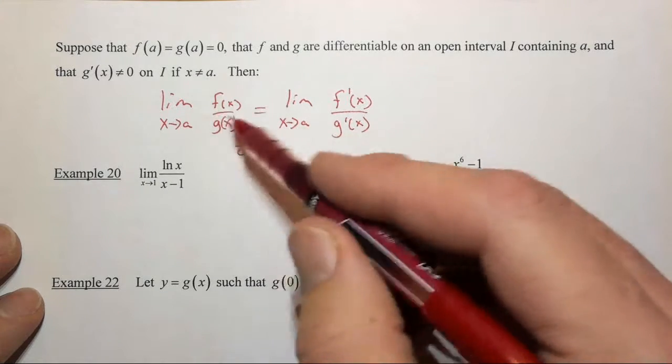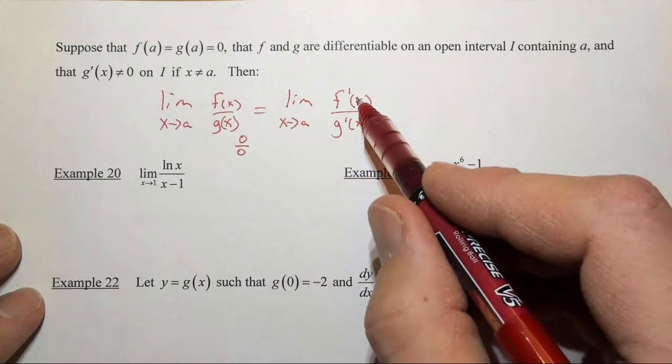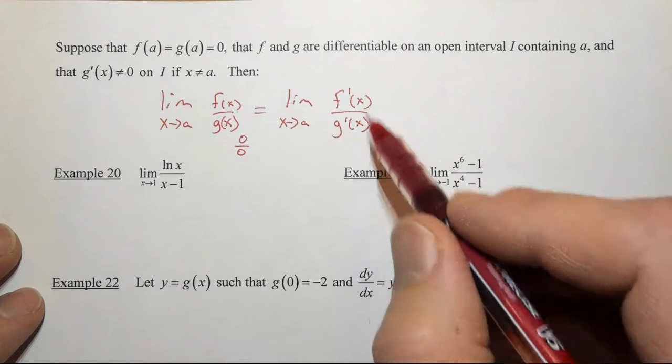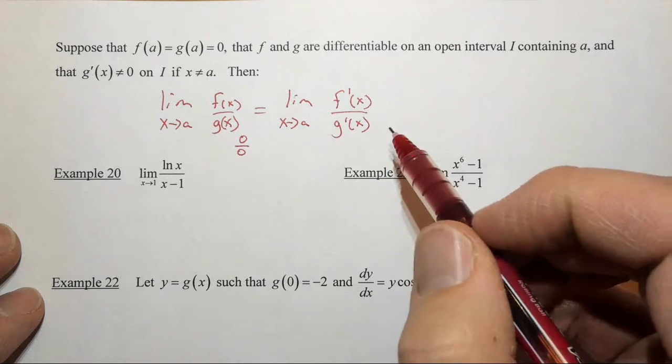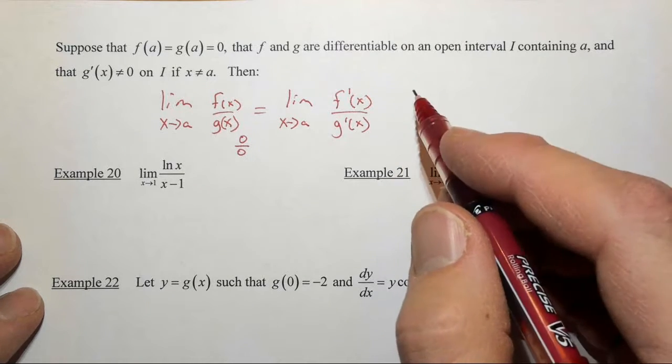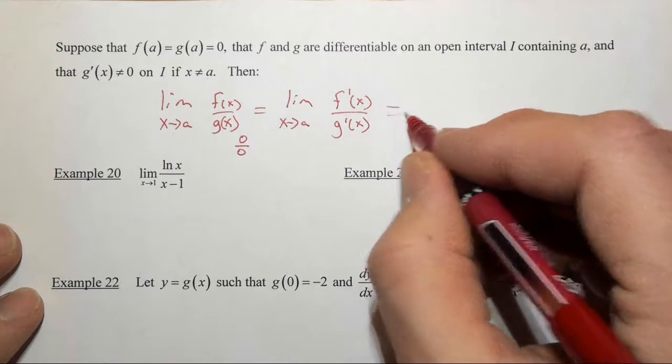You don't have to do any algebra. All you need to do is derive the numerator, derive the denominator, and then plug a in again. You hopefully will get an answer. And if you don't, that's okay. You can do it another time.